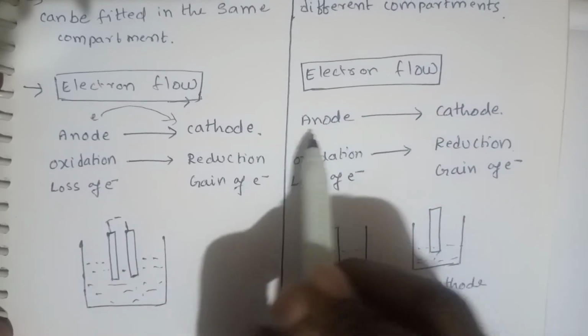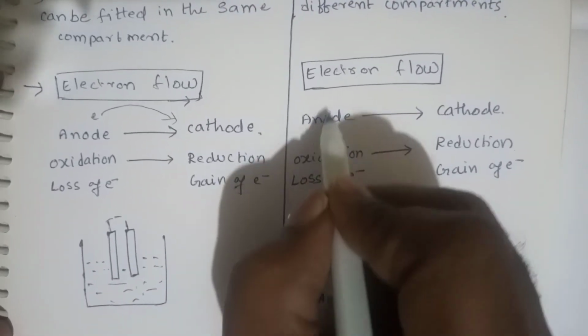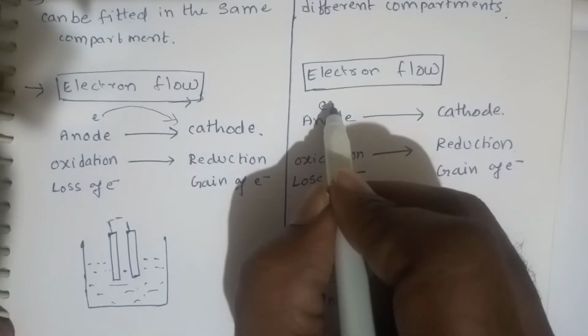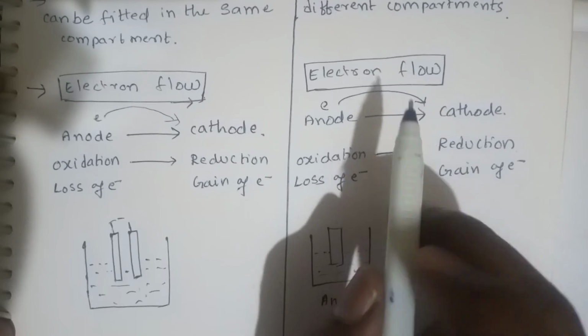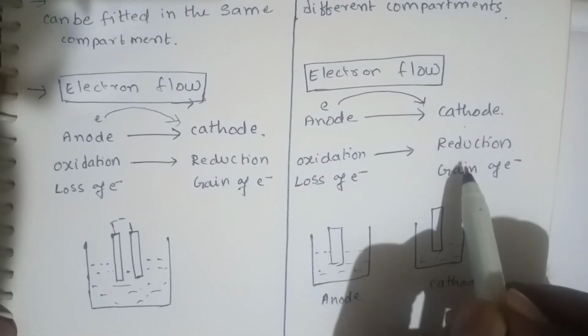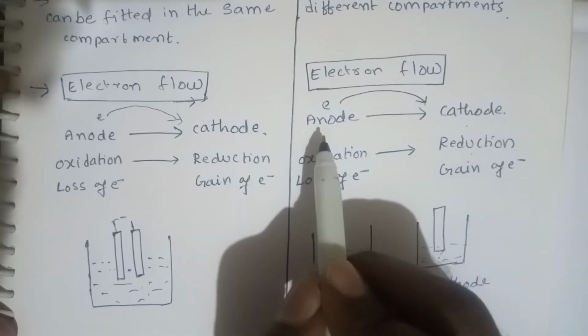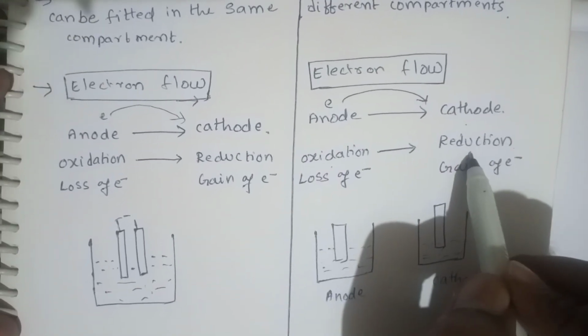Similarly, here also at the anode, oxidation reactions take place. The electron which is lost at the anode flows from anode to cathode, right? Here this electron is gained by the metal ion, which then gets reduced, known as reduction. So at the anode oxidation reactions take place, at the cathode reduction reactions take place.